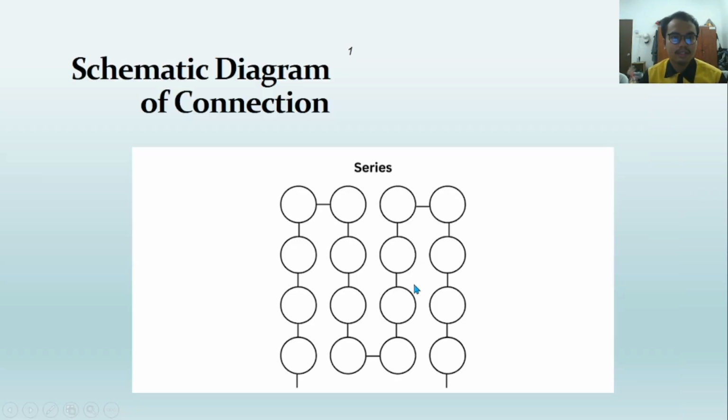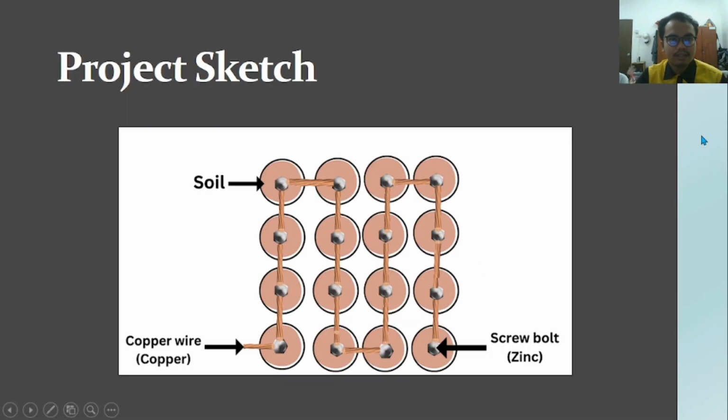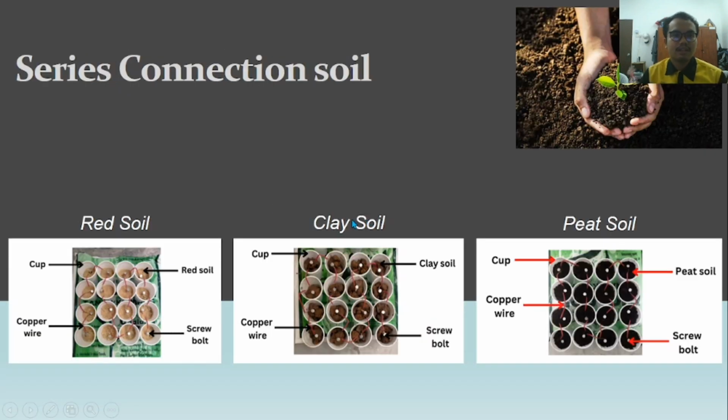So this is my schematic diagram of connection. The schematic is in series of 16 cells. And then this is my project sketch. We have a screw board as zinc, copper wire as copper, and also soil. There are 16 cups of soil in total, connected in series. There are 3 types of soil: red soil, clay soil, and peat soil. All of them are connected in series connection.